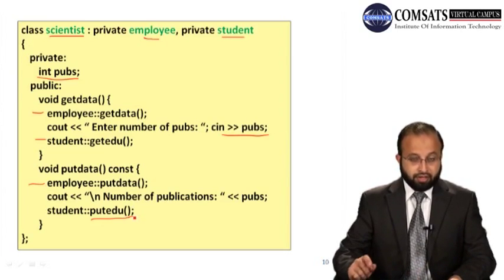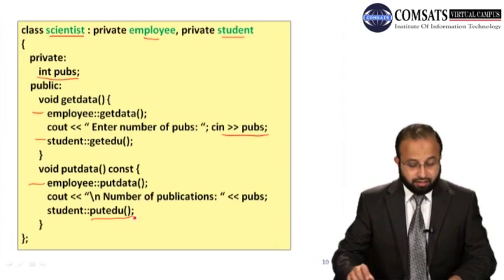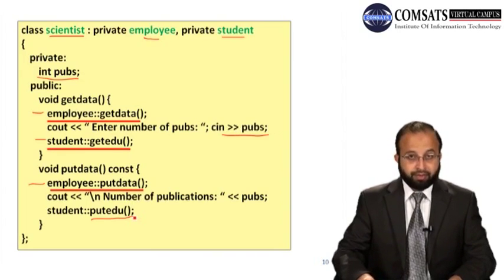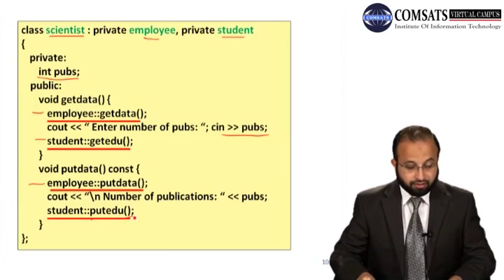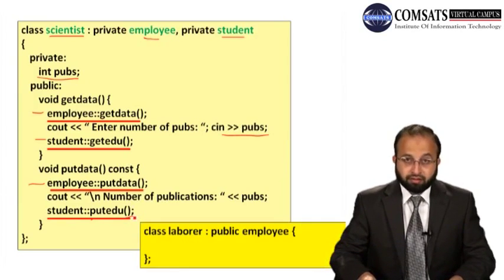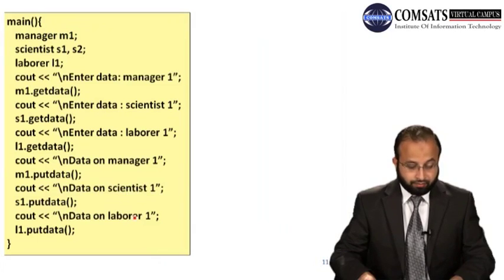जब put education function call करेंगे तो वो student class का function है, now it will display the school name and highest degree earned, right. So these are the function calls of the base class from the derived class. This is a laborer class, that is an empty class having a public inheritance relationship with the employee class.